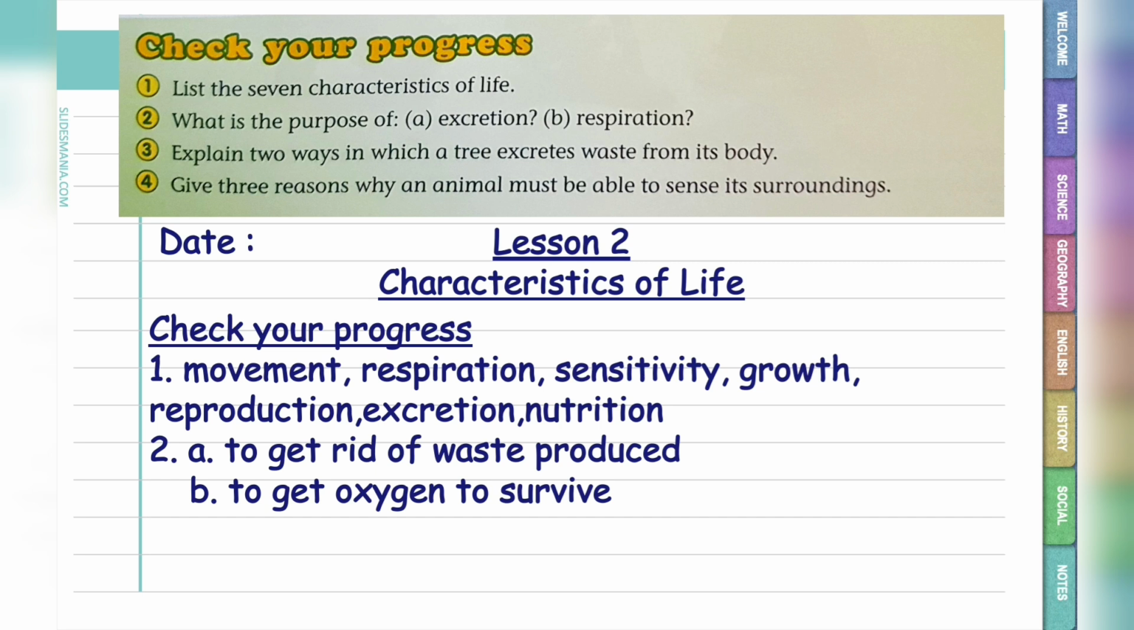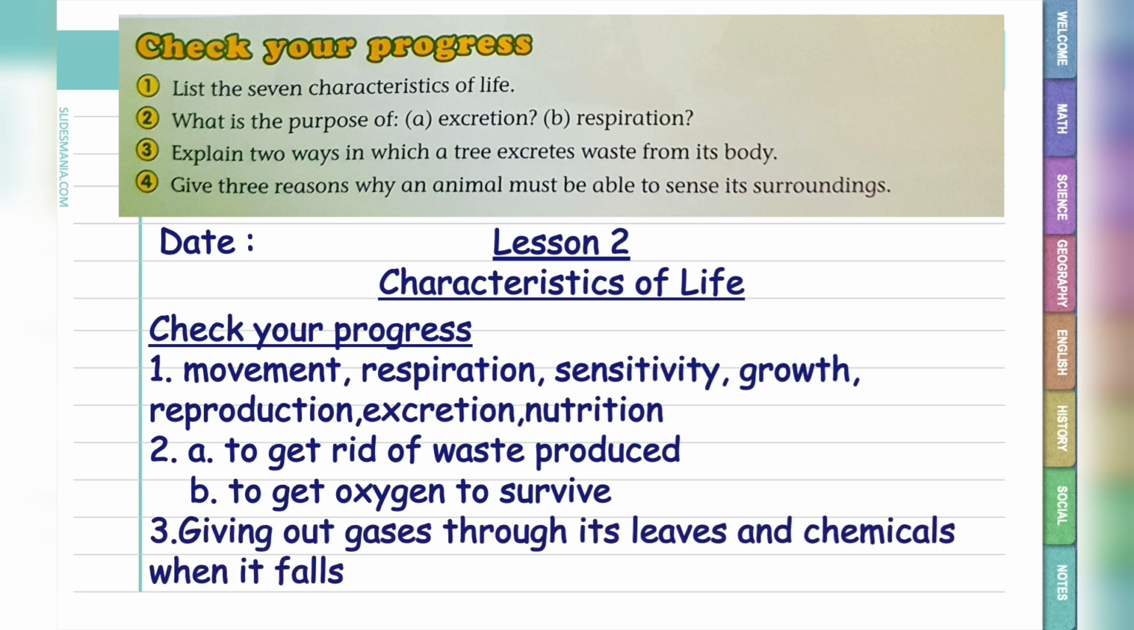Now, explain 2 ways in which a tree excretes waste from its body. How does a tree remove waste? Yes, when the tree breathes, what happens? It's taking in oxygen and giving out carbon dioxide, right? So it's giving out the gas through the leaves. And also the second one is, when it falls down to the earth, it gives chemicals to the earth. So these are the two ways, giving out gases through its leaves and chemicals when it falls. This is how it's getting rid of waste.